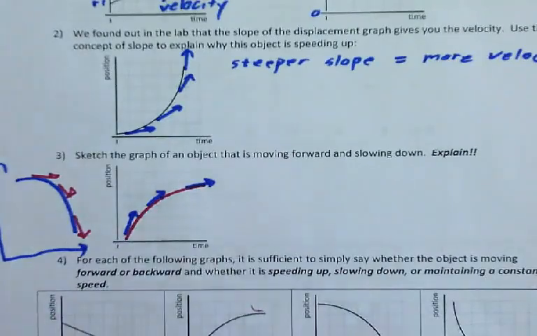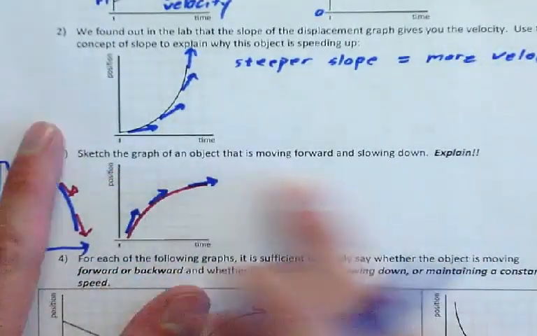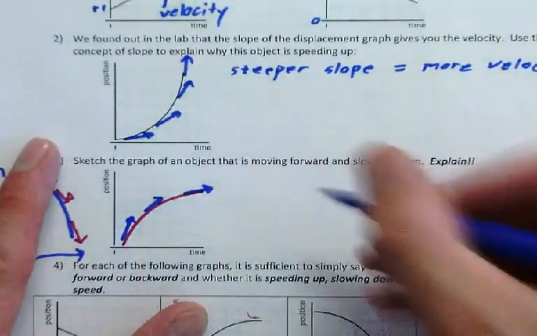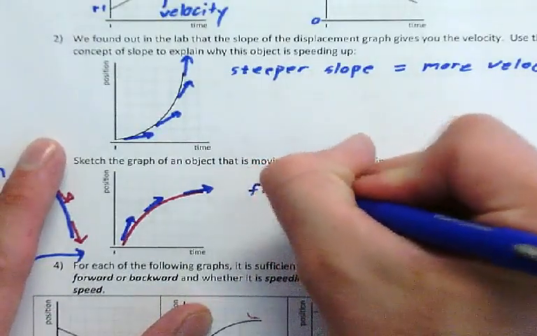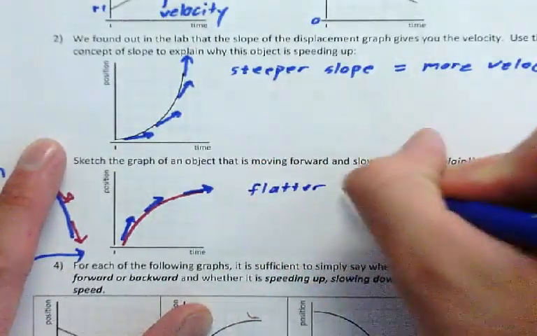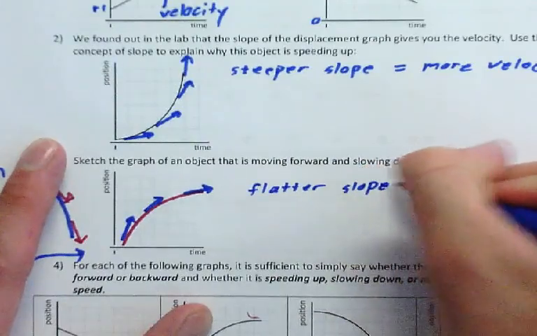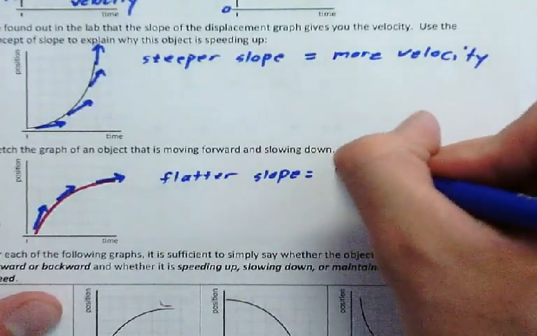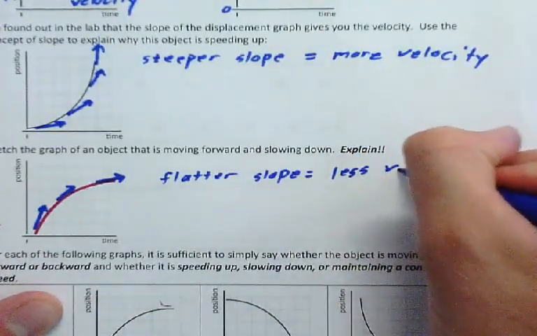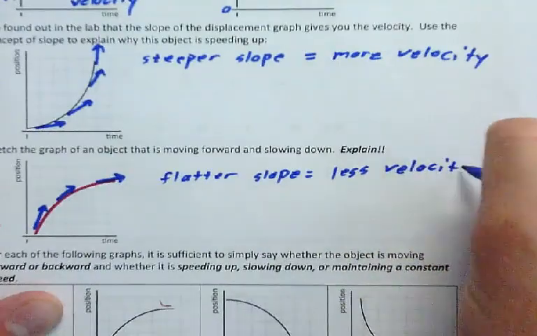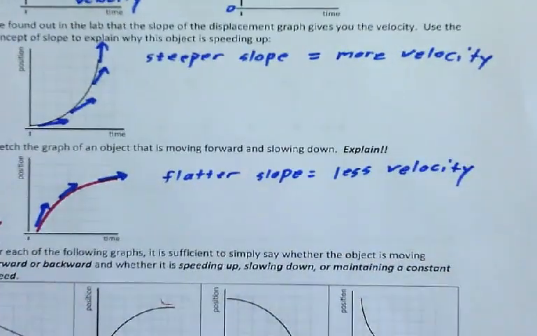Okay? So again, the explanation here, steeper slope meant more velocity, so that means a flatter slope means less velocity. Okay, so good, so good.